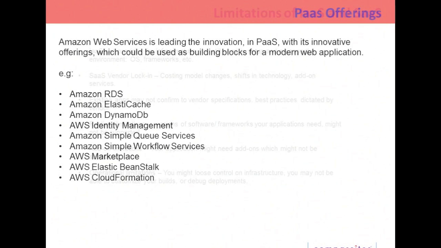So let us talk about some of the PaaS services which are offered by Amazon Web Services. Our topic today is dealing with the PaaS services provided by Amazon. Amazon is basically leading the innovation in PaaS and offers services which become the building blocks for modern web applications. Some of these services are Amazon Relational Database Service, wherein it provides out-of-the-box MySQL and Oracle kinds of relational databases, where the service manages the availability and the fault tolerance across the regions.